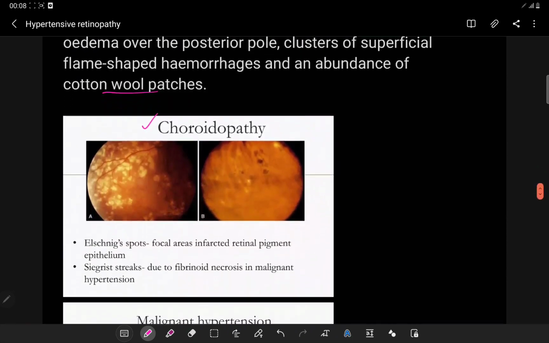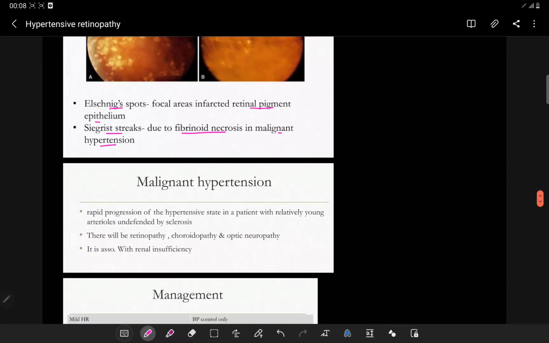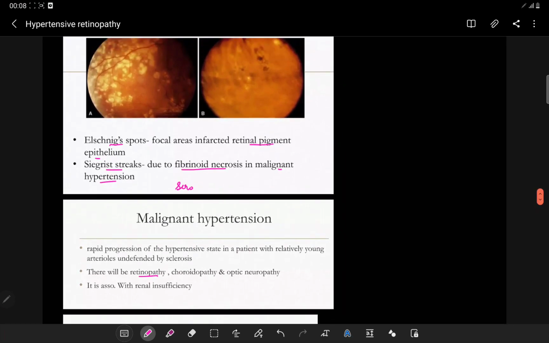But what is going to happen in the choroidopathy? There are some important features of the choroidopathy, which include Elschnig spots, which are focal areas of infarcted retinal pigment epithelium. We have Siegrist streaks due to fibrinoid necrosis in malignant hypertension. So in malignant hypertension there is the retinopathy, which we have discussed, and the choroidopathy. Choroidopathy also includes the serous type of neurosensory retinal detachment. We can have some acute focal retinal pigment epitheliopathy.